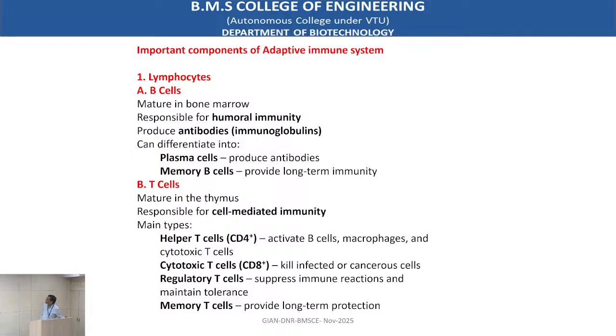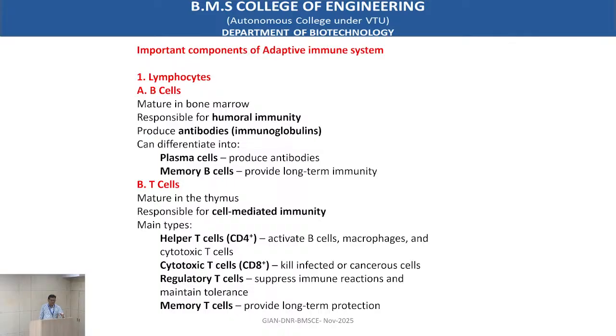All right. So you're already aware of most of these things. I'll be dealing with only the adaptive immune system, forgetting about the innate immune system for the time being. So when you're talking about the adaptive immune system, what are the important components? The lymphocytes: B cells and T cells. The B cells are the factories for making antibodies, the plasma B cells. So there are plasma B cells and memory B cells.